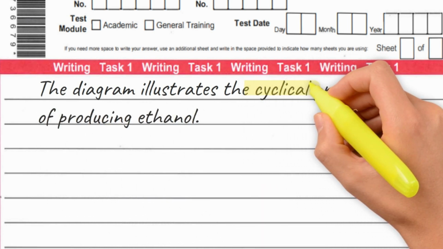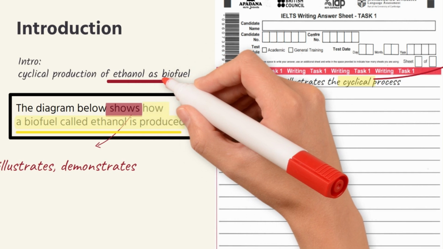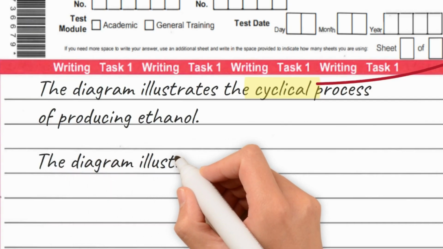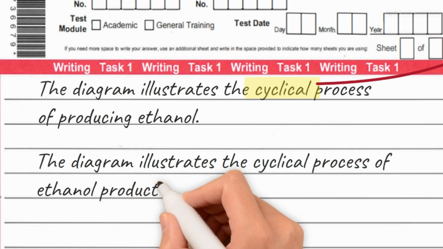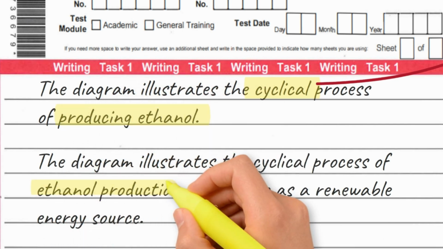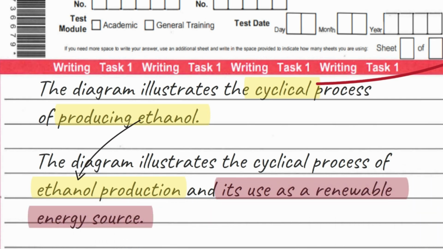Follow the planning. I use cyclical to highlight this diagram is different from others. But this still feels a little bit short for a full paragraph. To elaborate, let's add more details. For example, we could mention its use as a renewable energy source. This gives the sentence more depth and shows the significance of the process. So the revised introduction is, the diagram illustrates the cyclical process of ethanol production and its use as a renewable energy source. Introduction is done.